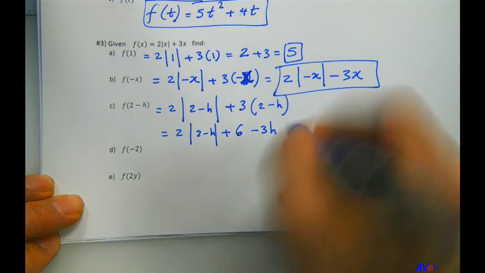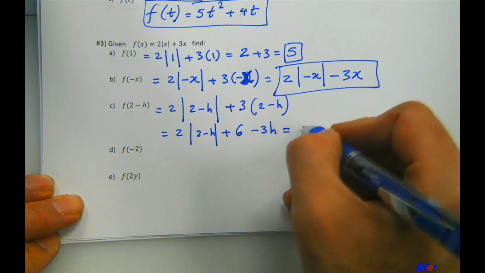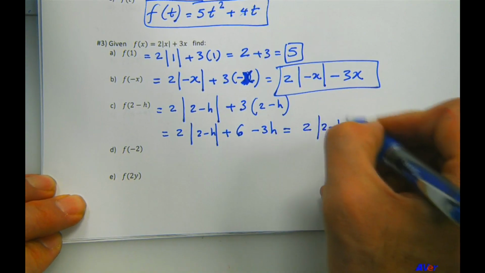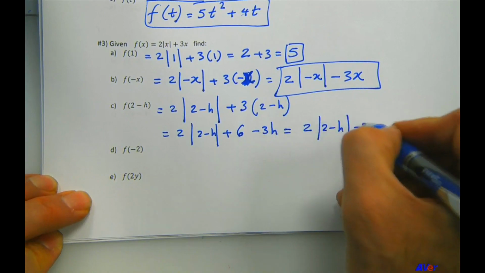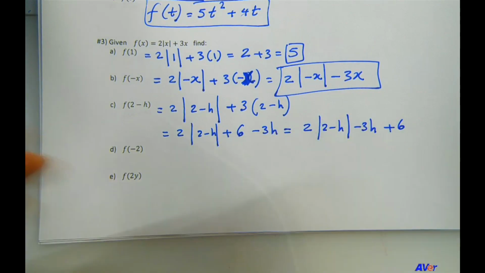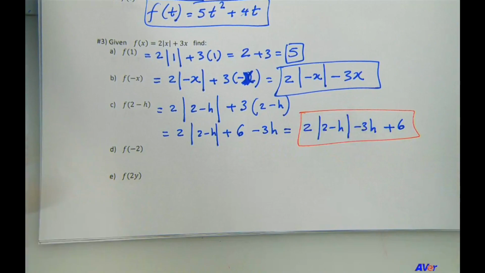Okay? So we might as well write it in a form where the constant comes last. So this is equal to 2 times absolute value of 2 minus h, minus 3h plus 6. I just rearranged these so the constant comes last, like that.